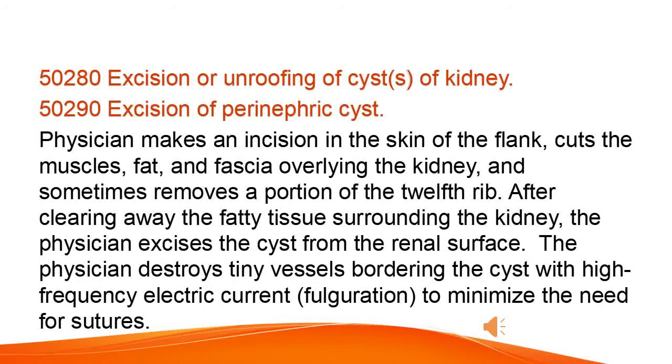Excision or unroofing of cyst(s) of kidney. Excision of paranephric cyst. Physician makes an incision in the skin of the flank, cuts the muscles, fat, and fascia overlying the kidney, and sometimes removes a portion of the 12th rib. After clearing away the fatty tissue surrounding the kidney, the physician excises the cyst from the renal surface. The physician destroys tiny vessels bordering the cyst with high-frequency electric current, fulguration, to minimize the need for sutures.